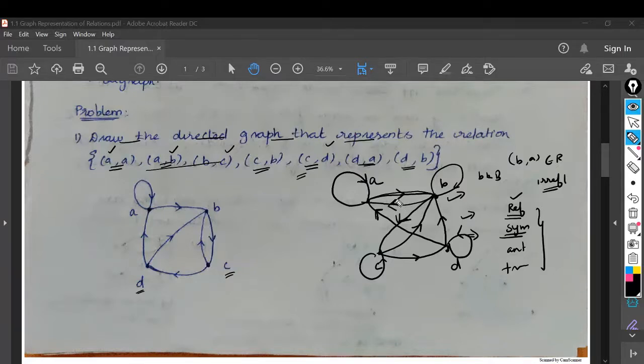Okay, whenever your A is related to B, your B should also be related to A. See, here C is related to D, but the element D is not related to C, right? There is no arc from D to C, which means that this relation is not symmetric.